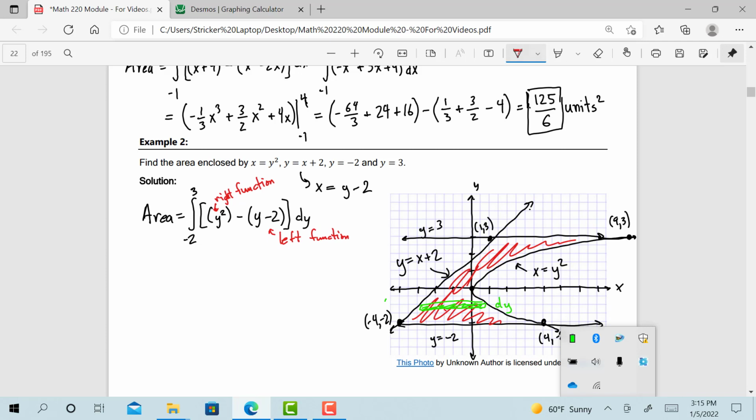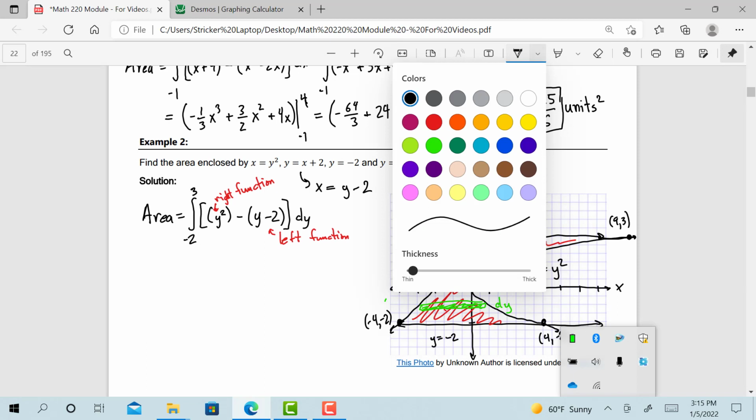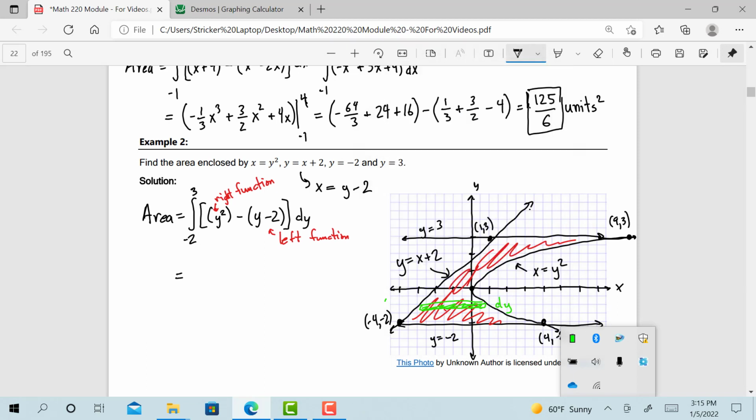And then from there, you can just integrate. I'll go ahead and do that real quick. I'm going to go ahead and clean this up just a bit. So we have -2 to 3. Distribute that negative sign, so we get y squared minus y plus 2. And then take the antiderivative, so we got 1/3 y cubed minus 1/2 y squared plus 2y, going from -2 to 3.